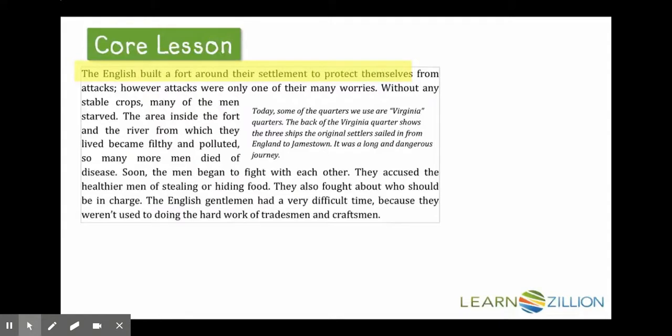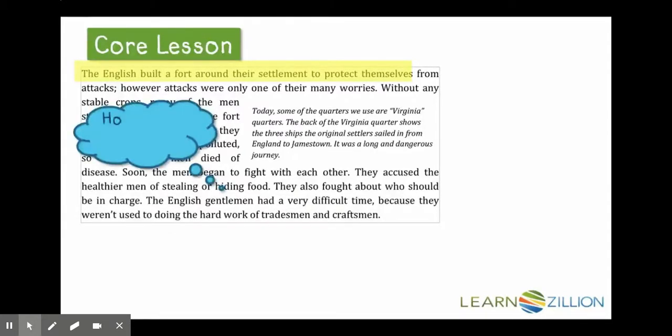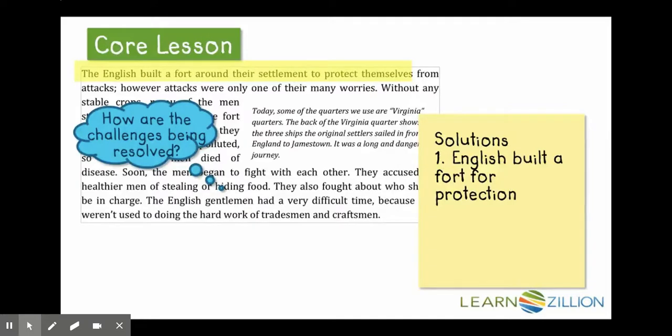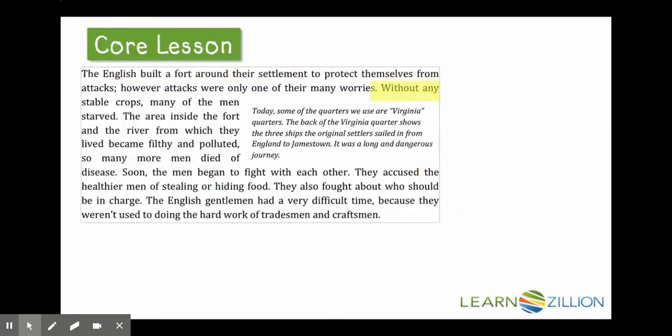I'm going to continue to read, and I see that the English built a fort around their settlement to protect themselves. Now, this is not a challenge or something going wrong. So I'm also asking myself, how are the challenges being resolved? How are those problems getting fixed? And this is something that they try to do as a solution to their problems. So on my solution sticky note, I'm going to add my first solution, and that is that the English built a fort for protection.